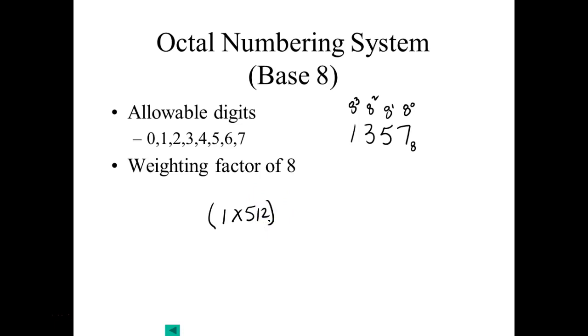This makes sense so far. Then I would say plus 3. Instead of putting 8 to the second, I'm going to put the decimal equivalent of 8 squared. What's 8 squared? 64. I would multiply that times 3. Then I would come over here and say 5 times 8. We're okay there, right? Plus 7. Now I'm not going to put 7 times 1 because I know this last digit on the right, the least significant digit, is always going to be times 1. I would do this math.